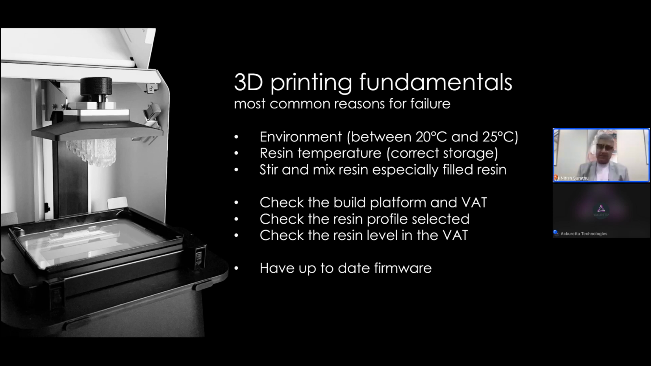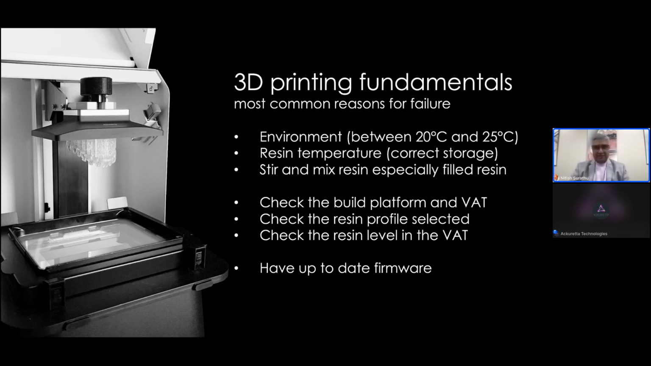Check the resin profile selected, because every time there's a software update, I've seen this happen so many times. The software can auto select a certain resin profile because the settings are set to use the last profile that you used or something like that. Just make sure you are on the right resin profile. And when you actually generate a slicing file, just make sure you're dealing with the right resin before you start printing. Finally, check the resin level in the vat.